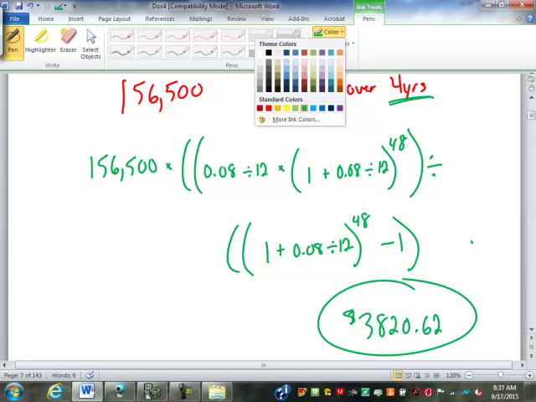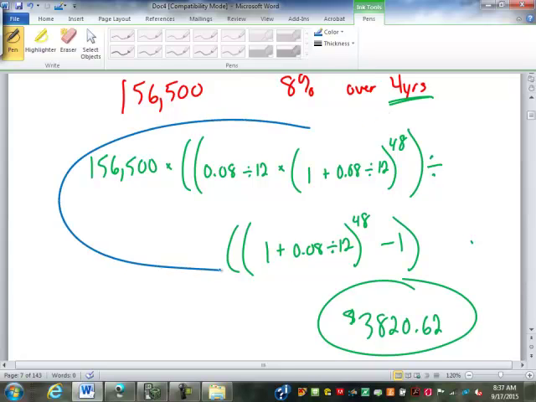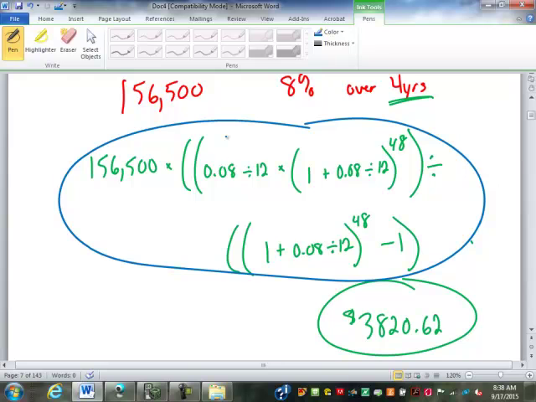You were good up to the 156.5? This formula here may be just a touch complex. I might not ask you to do that on a test or a quiz.